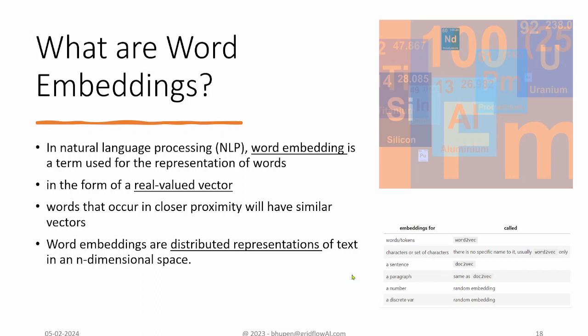What does it mean? It means if we consider a vector representation of, let's say, 50 values, then the embeddings are distributed over those 50 dimensions.